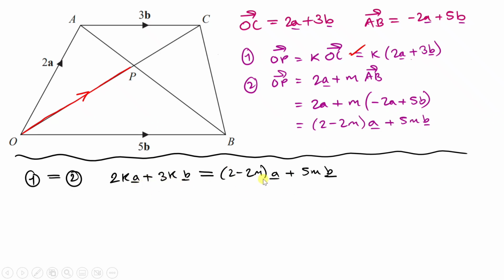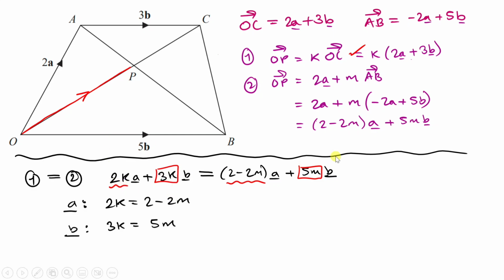So look at vector A for a second, yeah? What do we have? You got 2K and you got 2 minus 2M, right? In terms of A, they're equal. There has to be some value K and some value M that makes them equal, correct? So that's what it is. Now, if you look at vector B, you have the same thing. You got 3K and you got 5M. Once again, if you match in terms of B, there has to be some value of K and M where they're equal. So you're going to have to solve these guys simultaneously, just like other simultaneous equations.